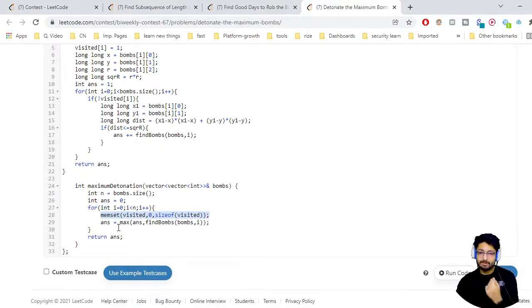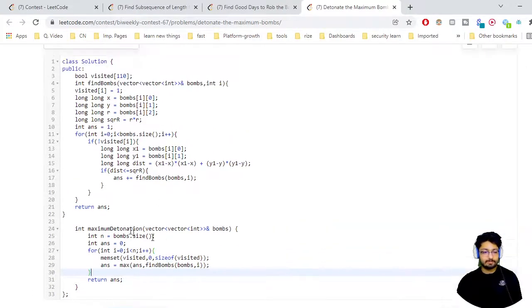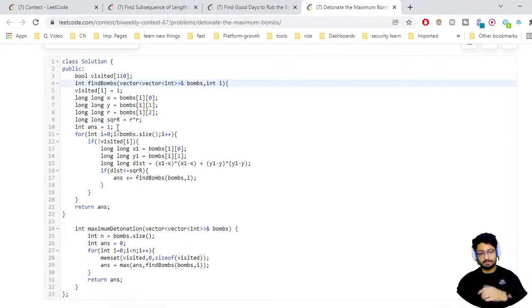Then we'll find the maximum of the answer and the count of bombs when we start detonating from the ith index. We'll bomb the ith index bomb and return the maximum answer. Now, how does the find function work? Because we are starting from the ith index, we'll first mark it as visited, since we are blasting it. The answer will be 1, because that bomb is blasted, so one bomb is already counted.